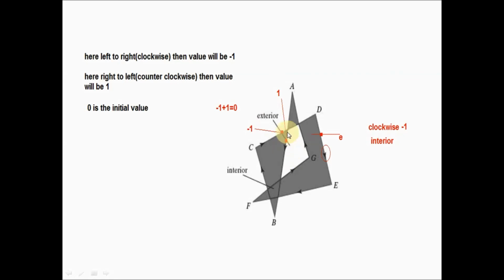So this is the first edge. You can see here, this edge is moving, see the arrow mark, from right to left. Right to left means what? It is counterclockwise. So what is the value? The value will be 1. Now I will see the direction of the second edge. You can see the arrow mark here, it is moving from left to right. Left to right means clockwise, so the value will be minus 1.